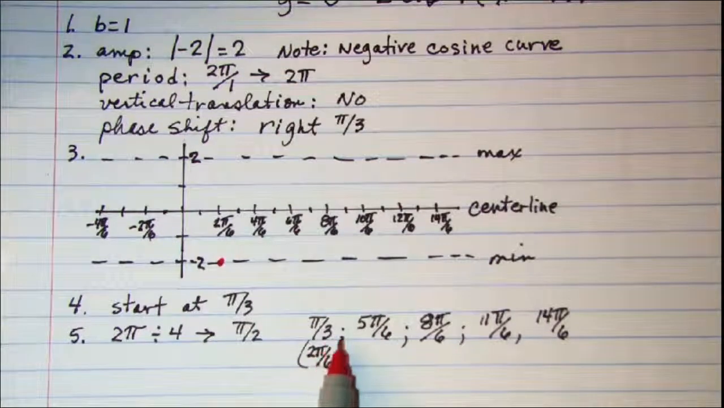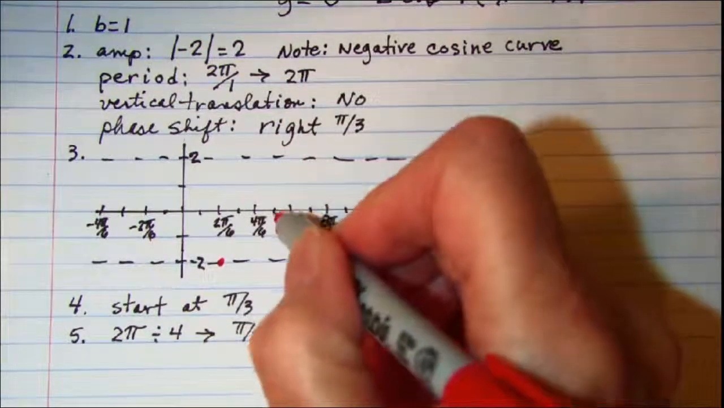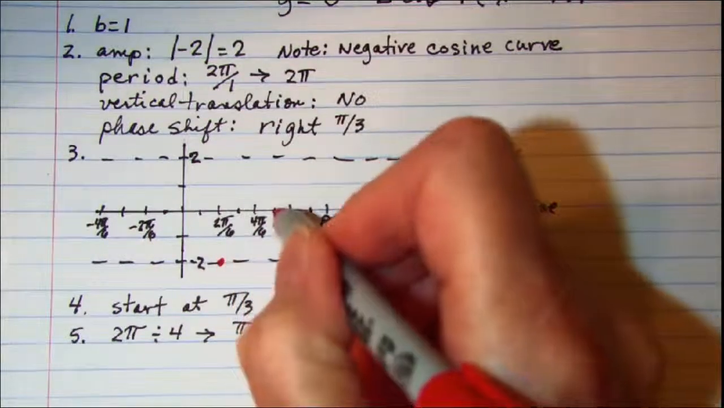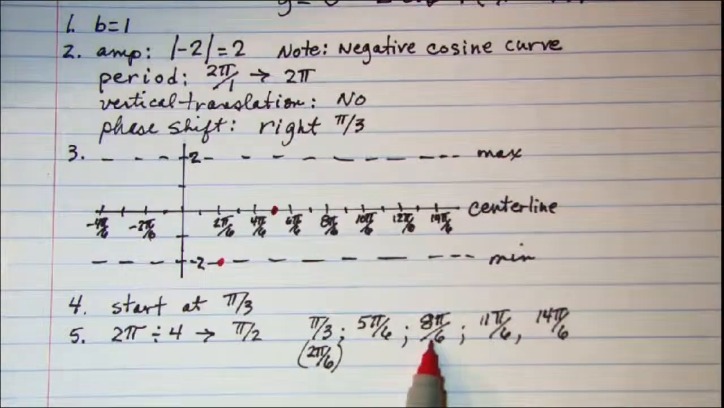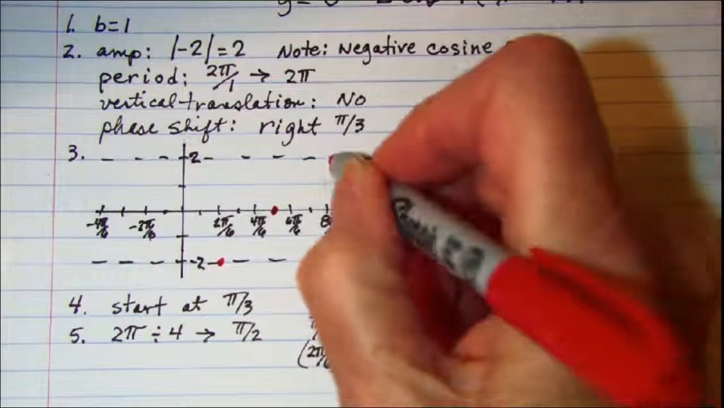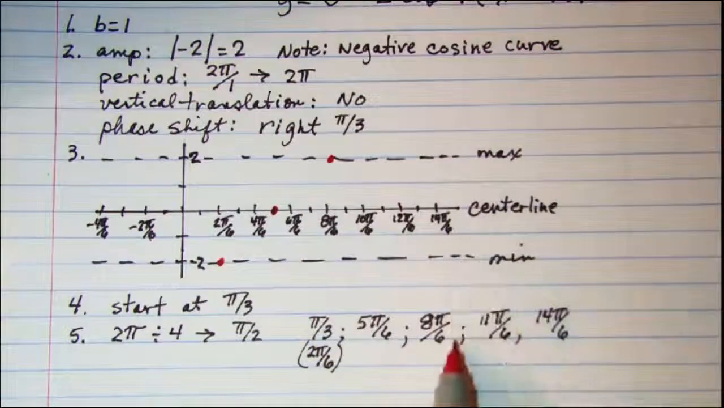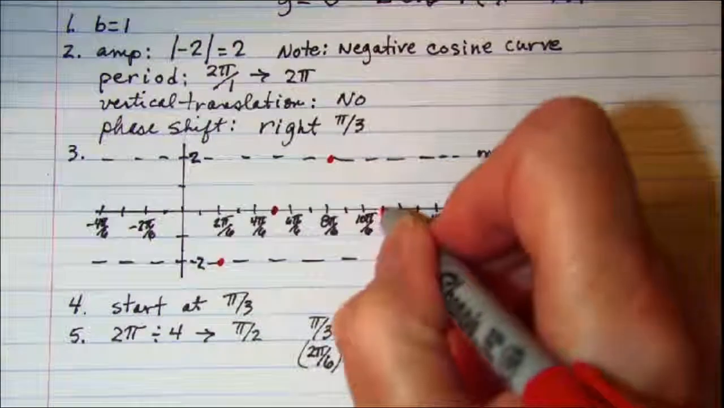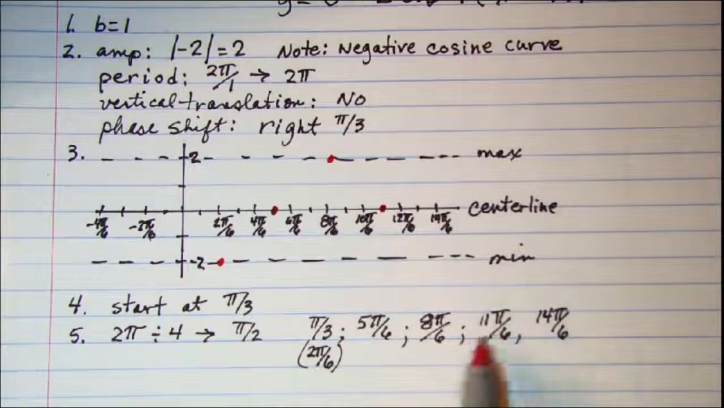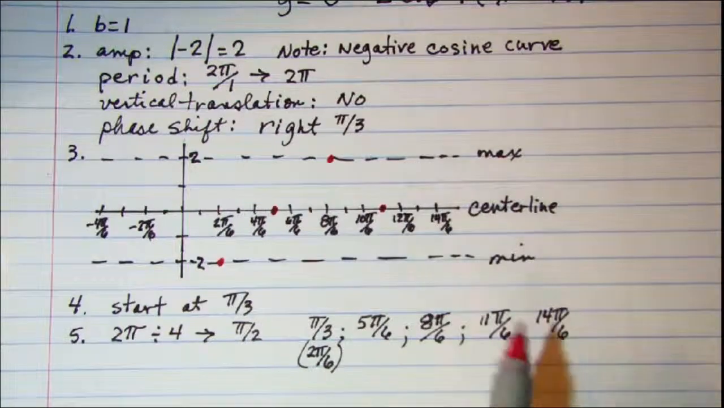Then our next point to plot is at 5 pi over 6. And so from the minimum, I'm going to hit the center line. And then my next one is the maximum, which is at 8 pi over 6. And then the center line at 11 pi over 6. And then the minimum guideline at 14 pi over 6.